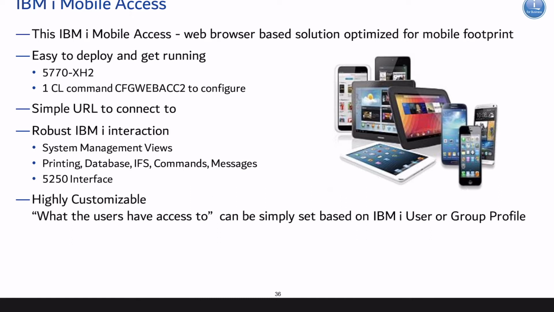The IBM Mobile Access solution is actually a web-based solution that's been optimized to work well in the mobile footprint. It's easy to deploy and get running. It's part of the 5770XH2 Access for Web/Mobile solution that we've had on IBM. It's one simple CL command to get up and running, and a very simple URL to access.